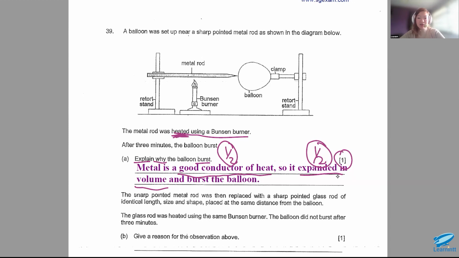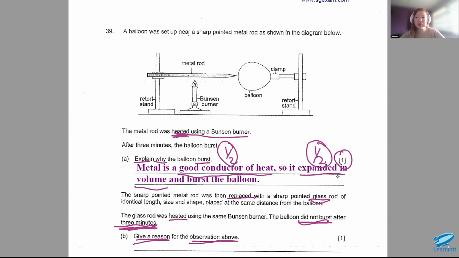The sharp-pointed metal rod was then replaced with a sharp-pointed glass rod of identical length, identical size, and shape, placed at the same distance from the balloon. So the only difference is the material here. And we understand why, because again, they're testing you on conductor of heat, expanding. Next, what happened? The glass rod was heated again using the Bunsen burner, but the balloon did not burst after 3 minutes. They only give it 3 minutes because they want to compare it against the metal rod's 3 minutes. Question: give a reason for the observation above.